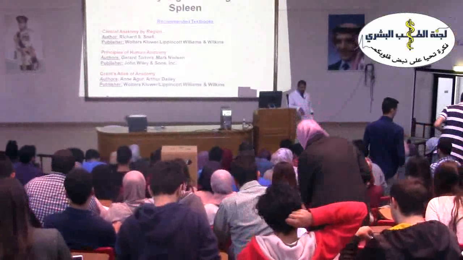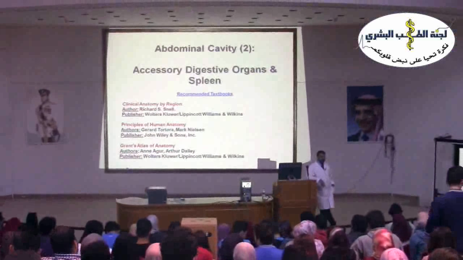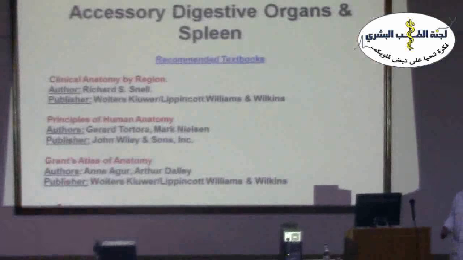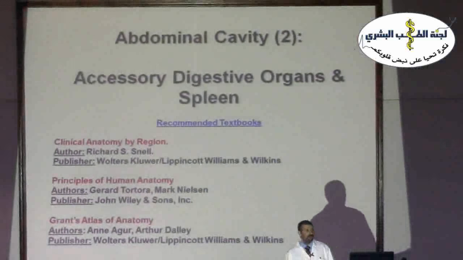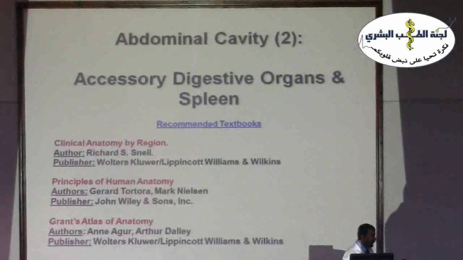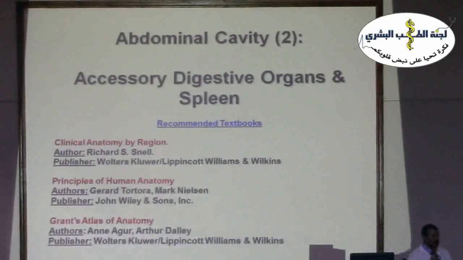In the next lecture we cover the alimentary canal structures: stomach, small intestine, large intestine. Today we will cover what's there in the abdominal cavity, the accessory digestive organs. Those will be the liver, pancreas, and gallbladder. In addition, there is a unique organ in the abdominal cavity. We will speak a little bit about it because of its relation to the peritoneum, which is the spleen, which is part of the lymphatic system. It's a lymphoid organ.